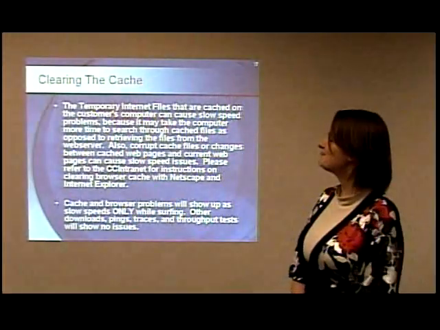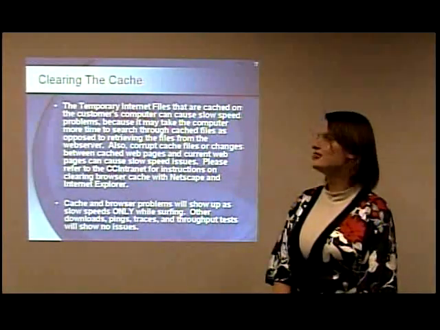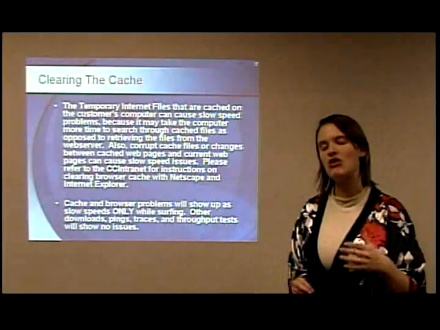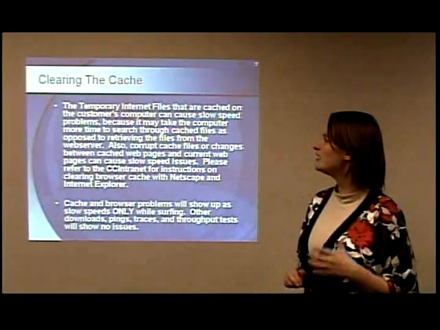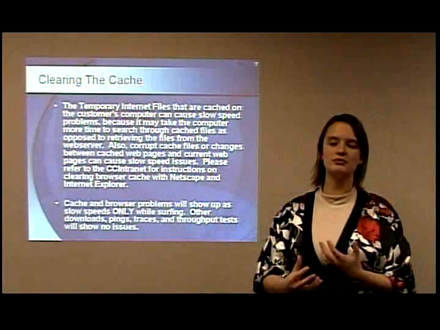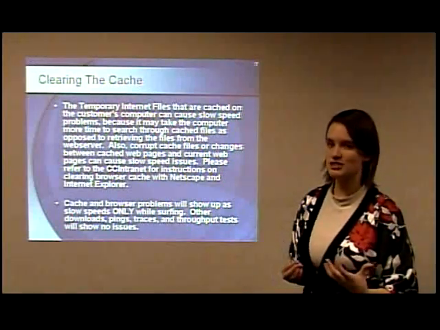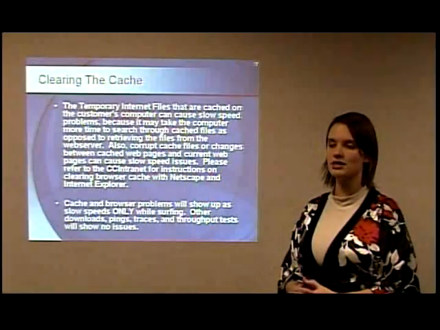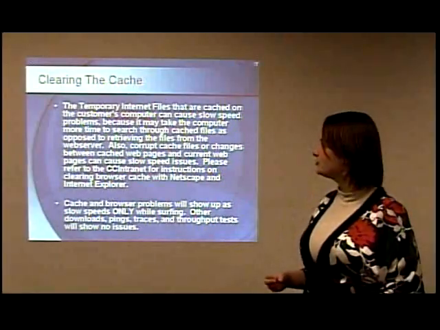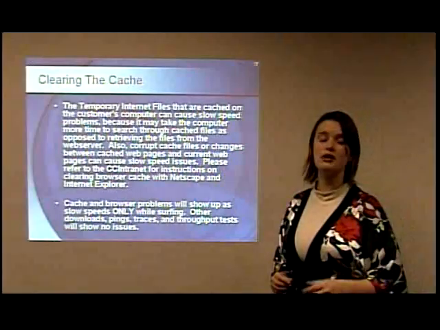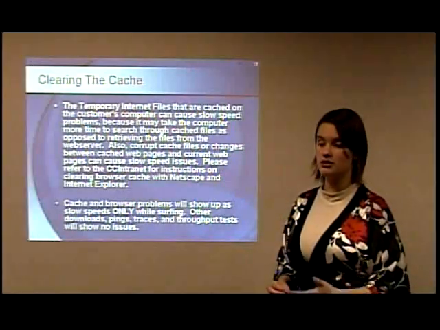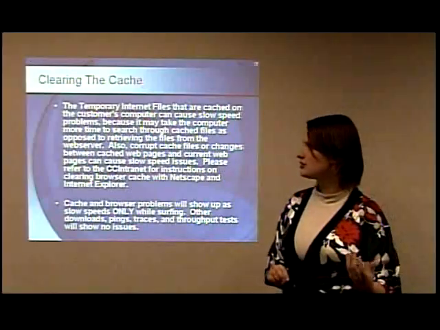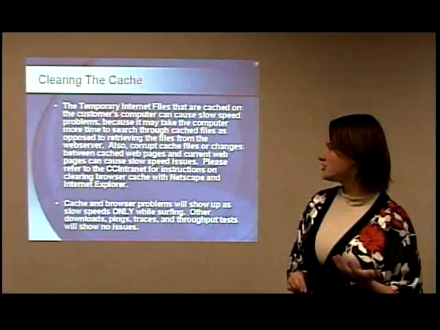Clearing the cache. The temporary internet files are files that are placed on a customer's computer, and they can cause slow speed problems. Now, yes, they help the customer by loading those websites faster, but it can actually take more time for that computer to search for those files than it would to just load the website itself. Another thing, those files can become corrupt. They don't always work the way that they should, and they can actually cause current web pages to load slower.